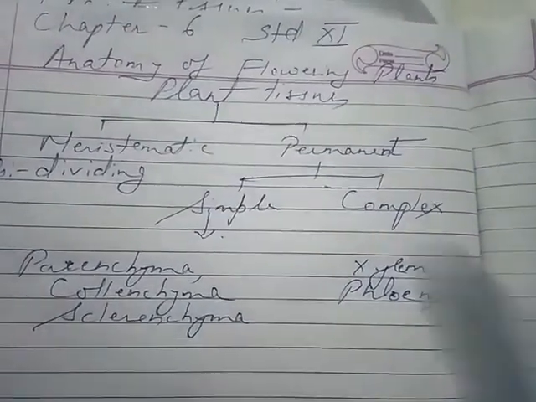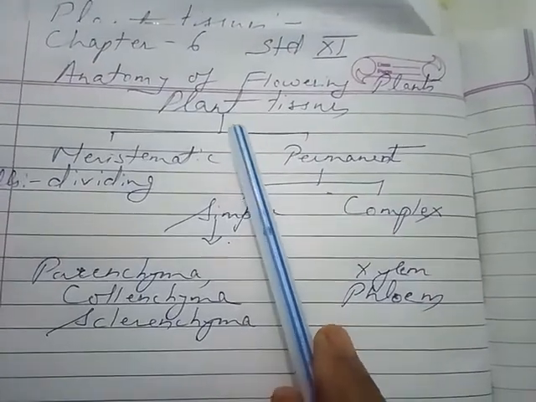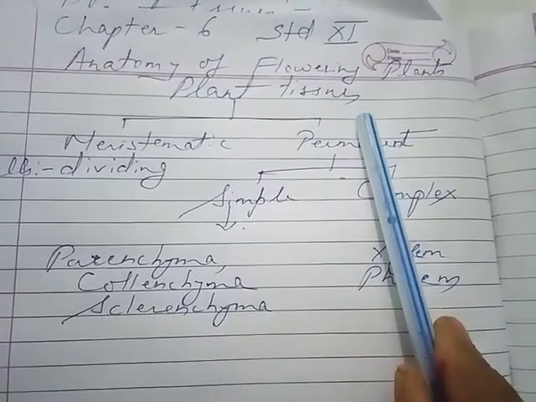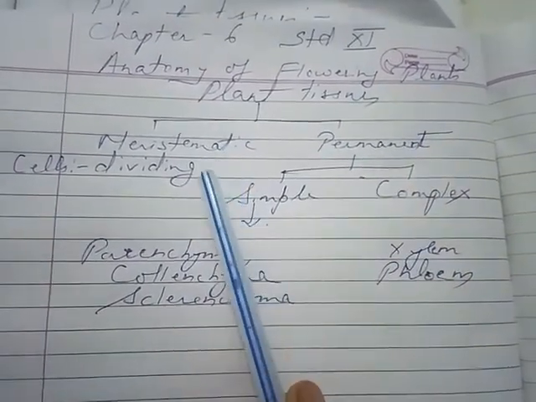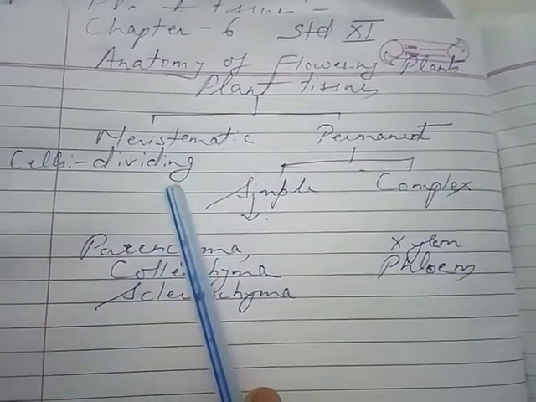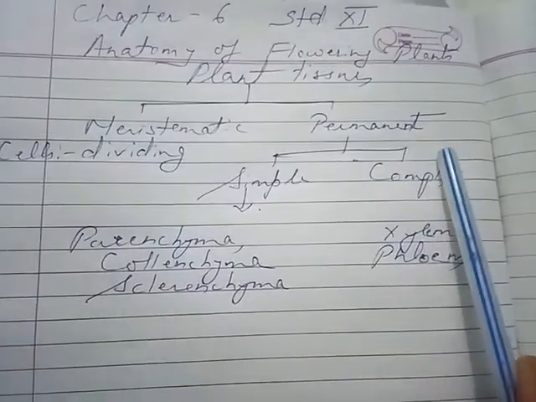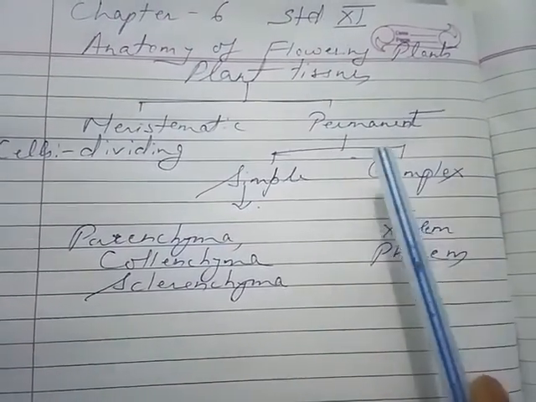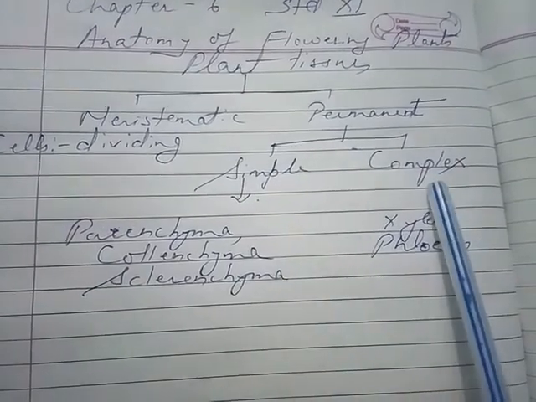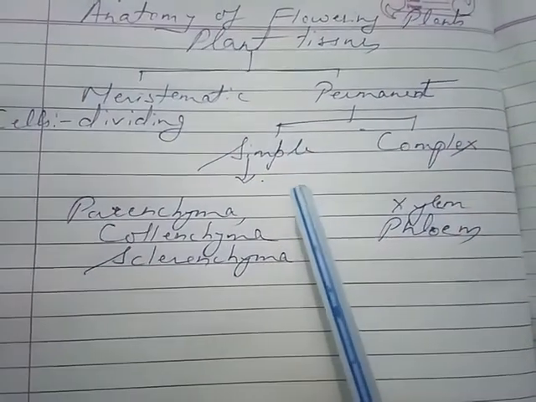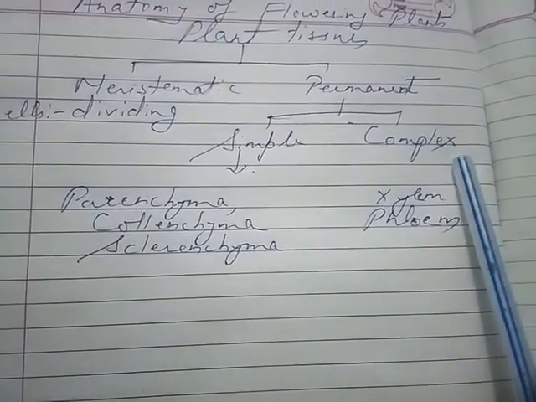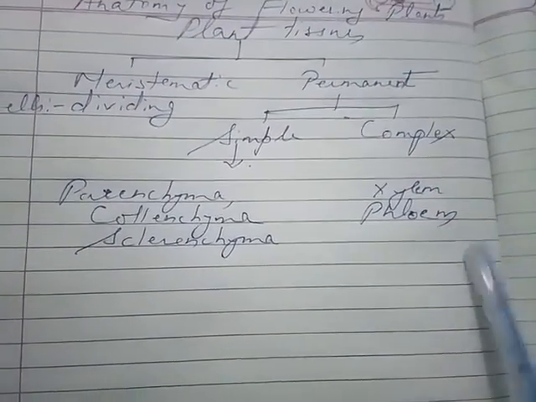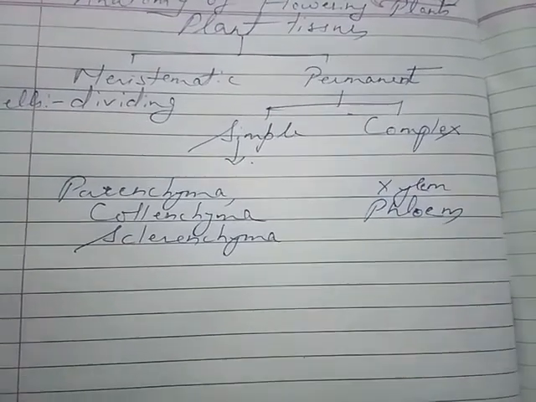Everyone, let us start with chapter 6, that is anatomy of flowering plants. In that we have already studied about plant tissue. Plant tissues are of two types, meristematic tissue and permanent tissue. In case of meristematic tissue, the cells keep on dividing and redividing, while in case of permanent tissue, the cells cannot divide. Again, it is classified as simple tissue and complex tissue. The types of simple tissue are parenchyma, collenchyma and sclerenchyma, while that in case of complex tissue is xylem and phloem. Xylem and phloem together form the vascular bundle.